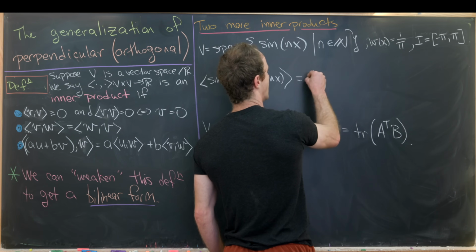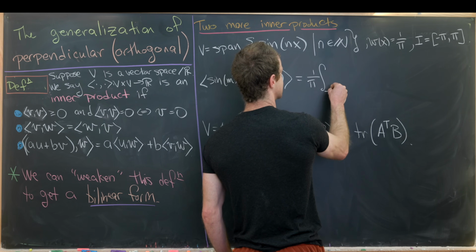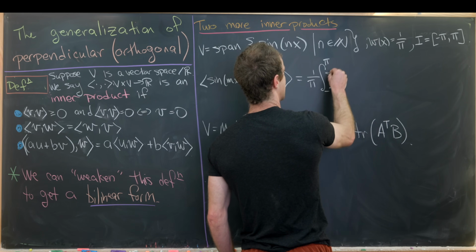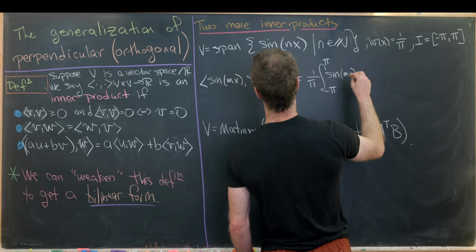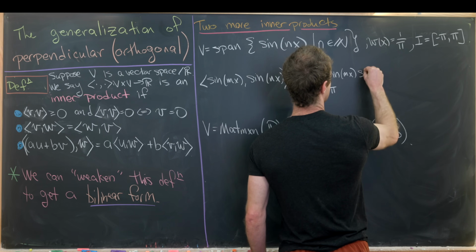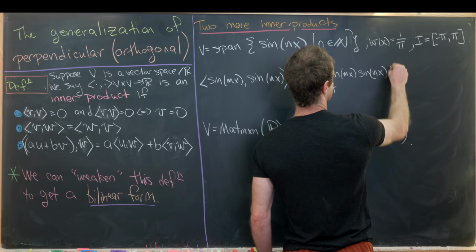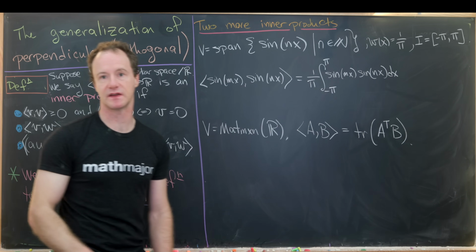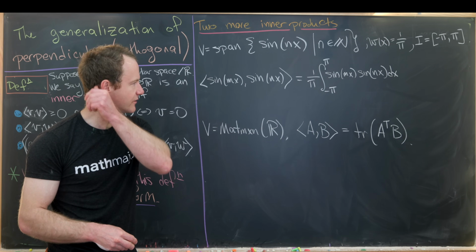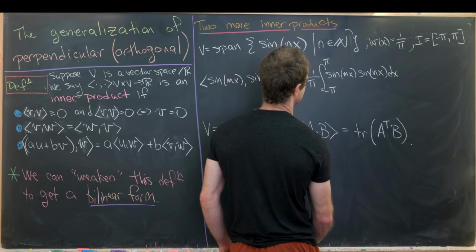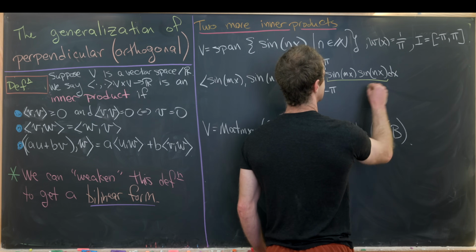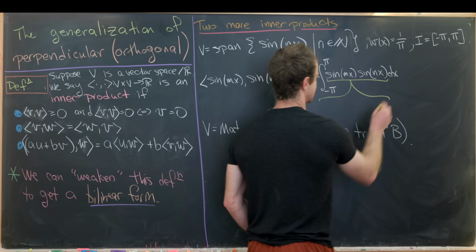So this is going to be 1 over pi times the integral from minus pi to pi of sine of mx and then sine of n times x dx. So something like that. But now taking the antiderivative of that is a little bit tricky. It involves a certain trigonometric identity. So I'll just write the trigonometric identity and let you guys kind of take it from there.